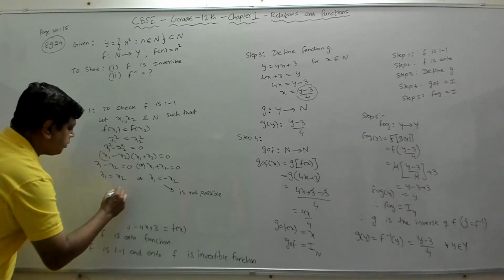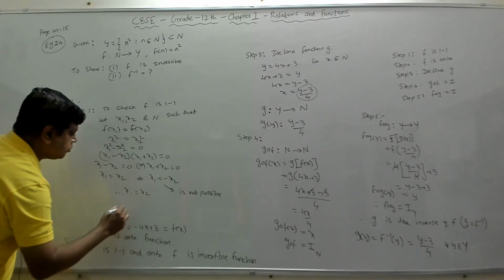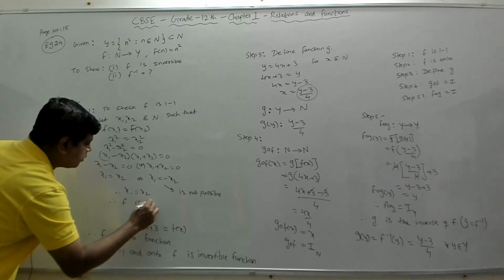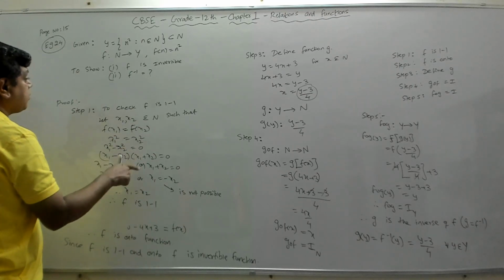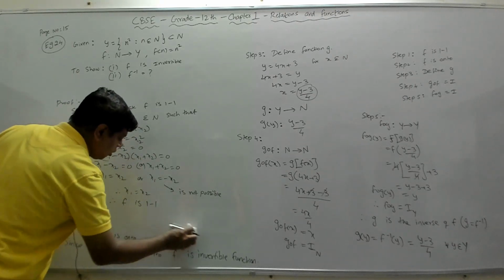Therefore, we got x1 equal to x2. Only this case is possible. Therefore, f is 1 to 1. We have proved that f is 1 to 1. Now we should show that f is onto. That is our step 2.